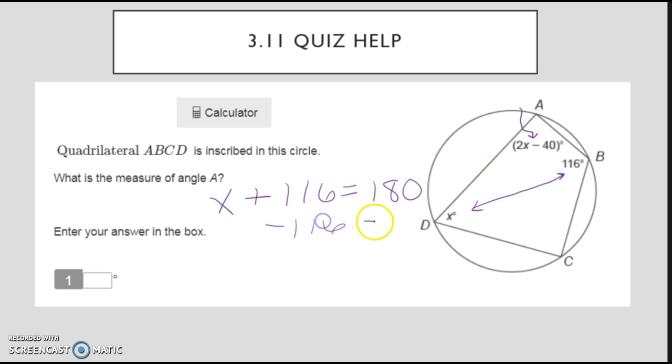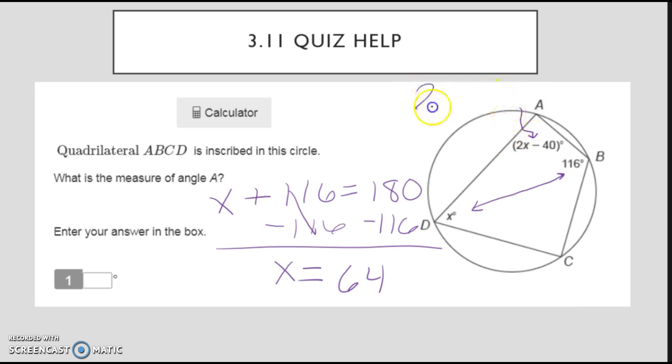So we subtract 116 on both sides, and we end up with x equals, and you're going to get 64. So x is 64. Now we need to find A by plugging that back in. 2 times 64 minus 40. And you'll get 88 for the measure of angle A. So 88 degrees will be your answer for angle A.